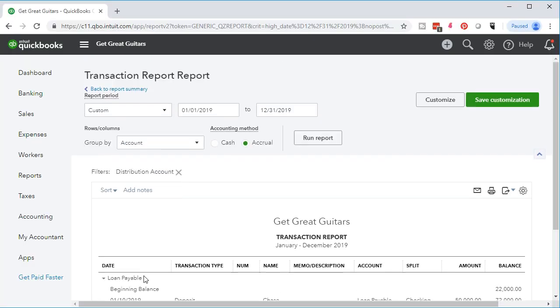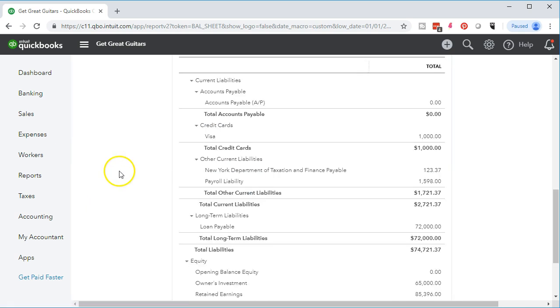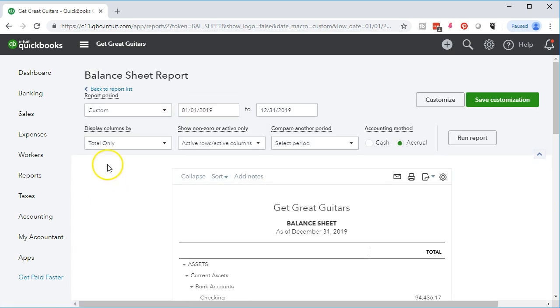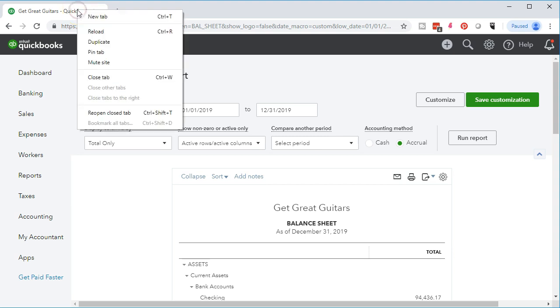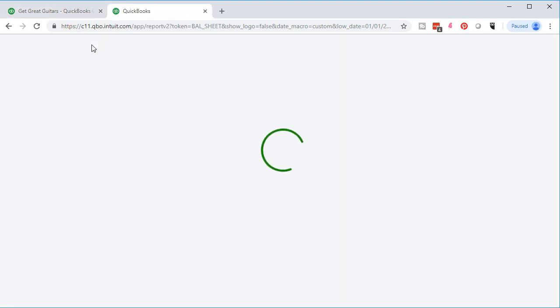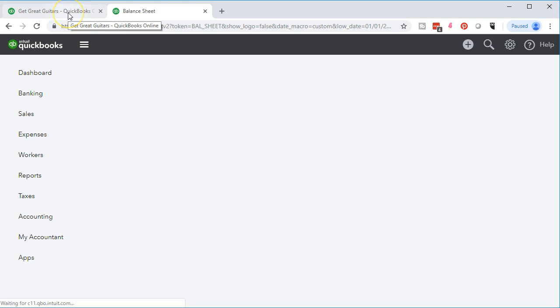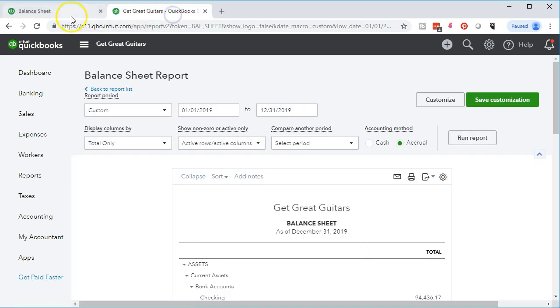Back to QuickBooks here. I'm going to scroll back up. I'm going to go back to the balance sheet up top, and let's keep the balance sheet around here. So we're going to make another tab up top. I'm going to right click on this tab up top and duplicate it. Then I'm going to pull the one to the left over to the right, so the balance sheet is on the left and we're going to work on the one to the right.